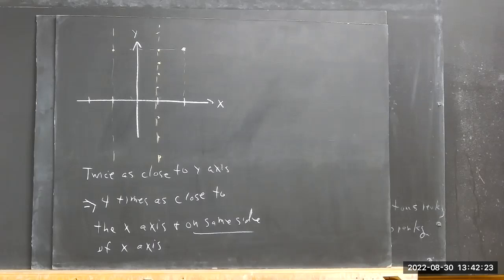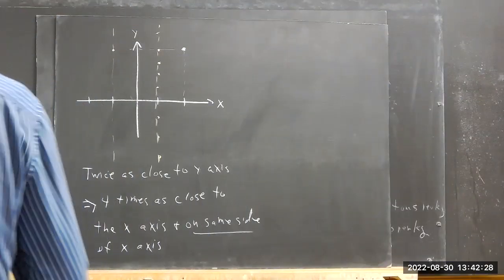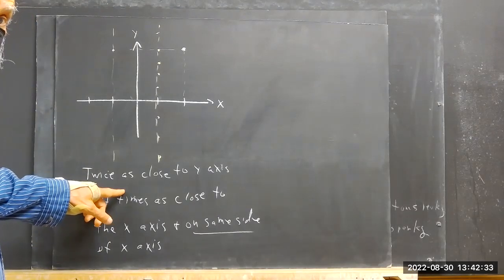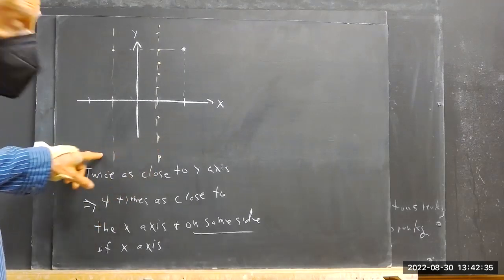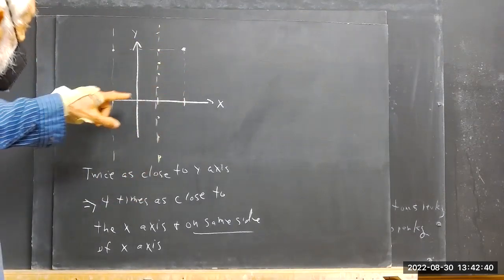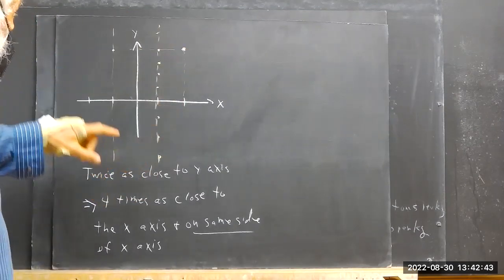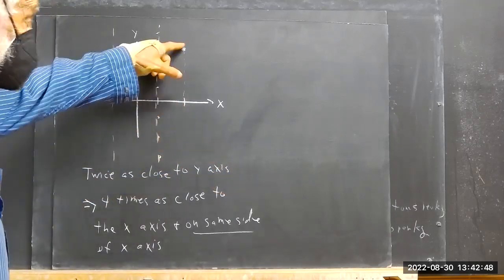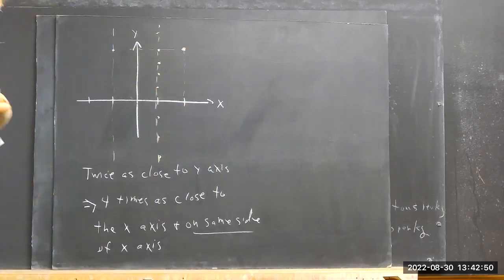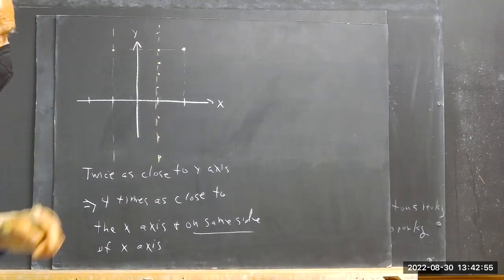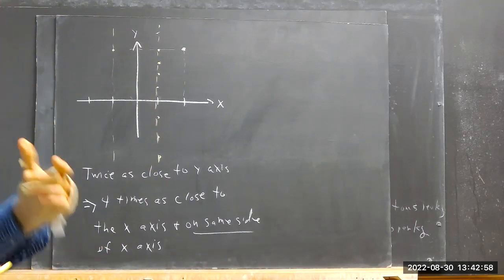Okay, it's about half and half. About half of you have a reasonable estimate, and half of you aren't quite sure. So remember, twice as close to the y-axis is on this line or this line, right? Because all the points on this line are twice as close to the y-axis as this one, and all the points on this line are twice as close to the y-axis as this one is. Of these points, I drew a bunch of points. Is there one that looks like it's 4 times as close to the x-axis?